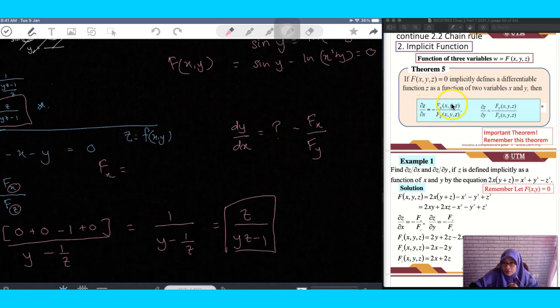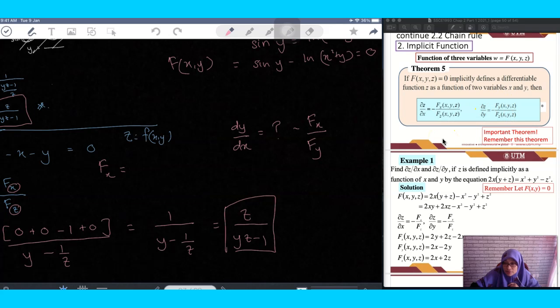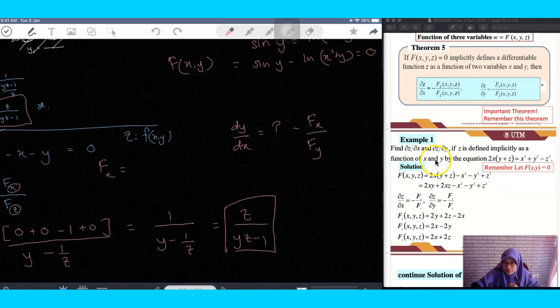As you can see from the formula here, you want to get del z over del x. So from the formula, negative f of x divided by f of z. And if you're looking for del z over del y, then you put negative f of y divided by f of z. So, okay, let's say I give you this example. I want to discuss this one with you.